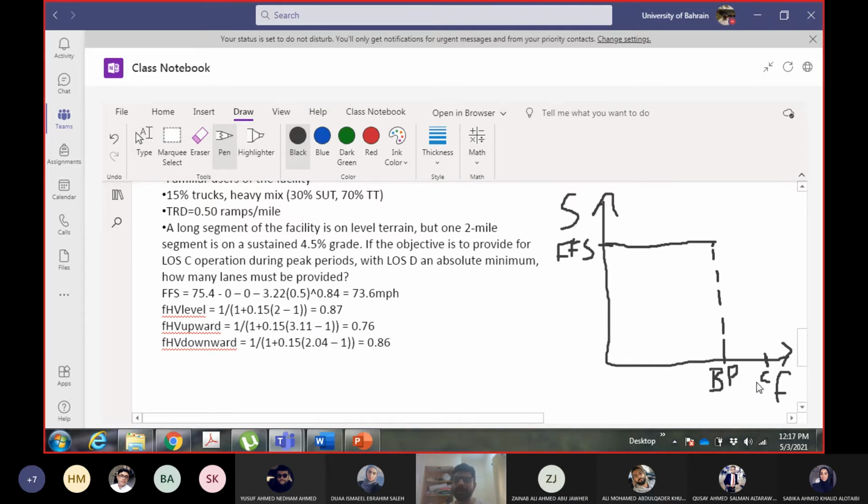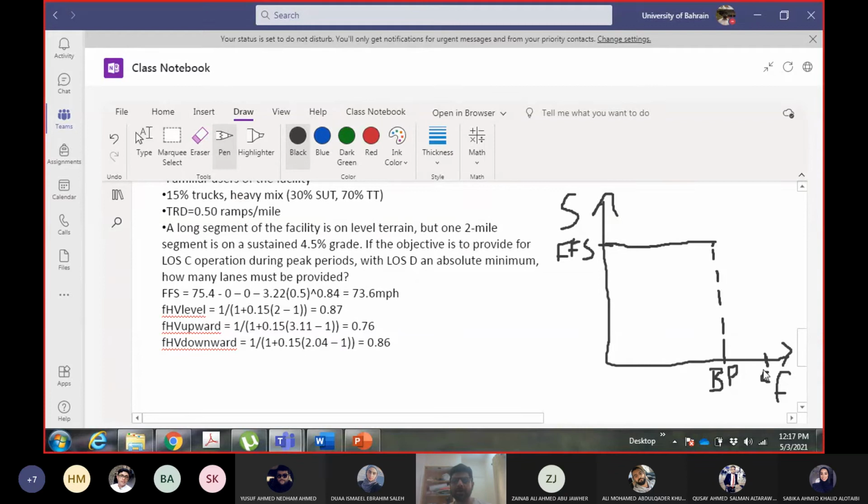Now between the break point and capacity, select different values of flow. So let's say the BP is 1200 and capacity is, let's say, 2200. Between 1200 and 2200, select different values of flow, as per your own convenience and judgment. Select like 8 to 10 values.